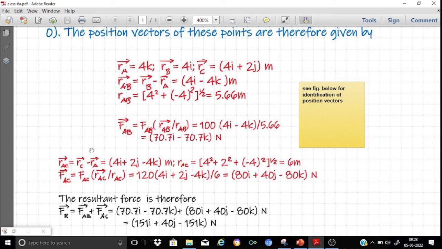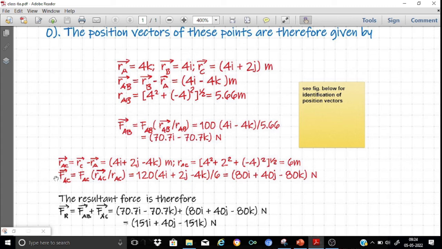Now let us go for expressing the force in the cable AC in the Cartesian vector format. Obviously, this requires first of all the definition of the position vector from point A to C, which is vector RAC as vector RC minus vector RA, that is equal to 4i plus 2j minus 4k meters. Obviously, the magnitude of the position vector RAC is obtained as square root of 4 squared plus 2 squared plus minus 4 squared, which is 6 meters.